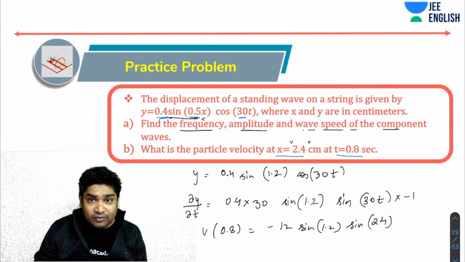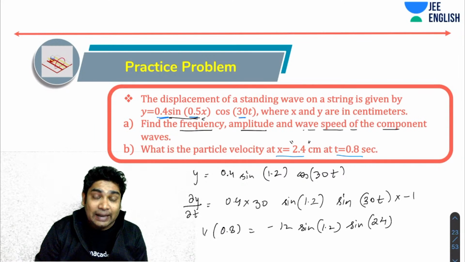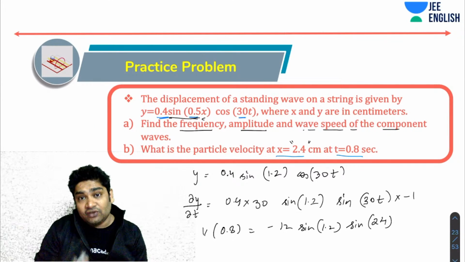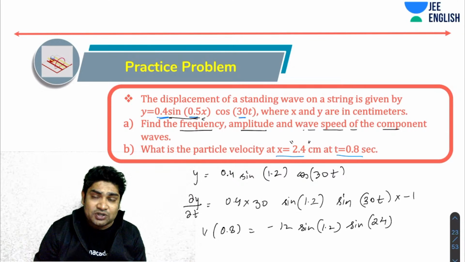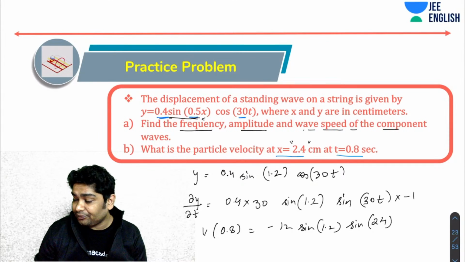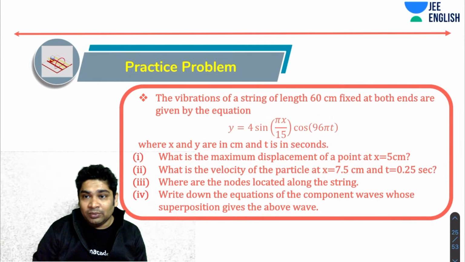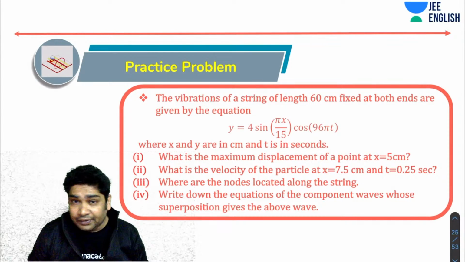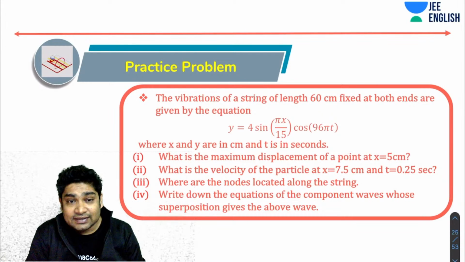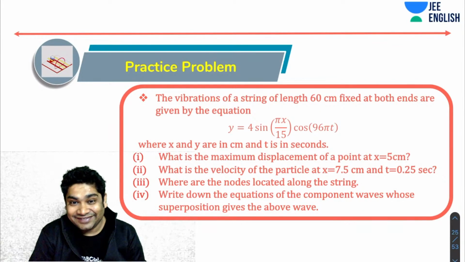So whenever any information about a particular particle is asked, then you find the SHM equation of that particle, and now you can find the velocity of that particle, you can find the acceleration of that particle once you know the SHM equation of that particle at a particular location. Okay, and you can tell everything about that particle. Now, why don't we try one more problem? So try this.